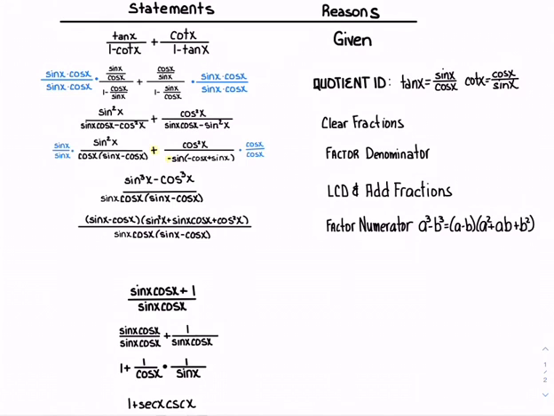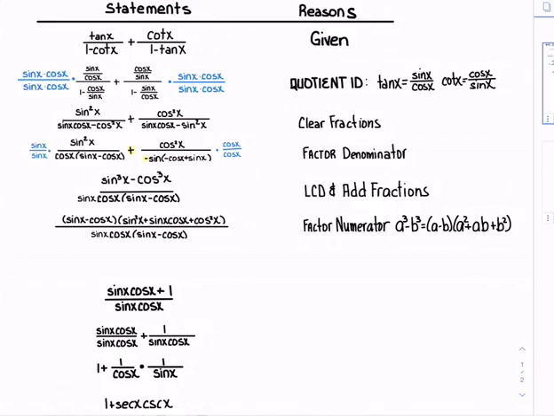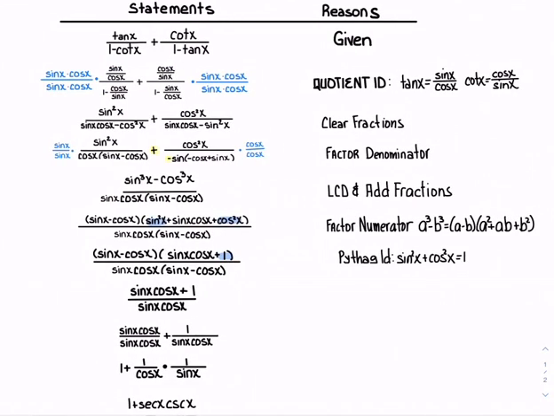Now that I have the numerator factored, that allows me to cancel. You'll notice in the numerator and denominator there's a sine x minus cosine x. So I'm going to cancel those ones out. And then once I have those canceled, in the numerator I highlighted in blue sine squared x plus cosine squared x. I'm replacing that with 1 because that's the Pythagorean identity.